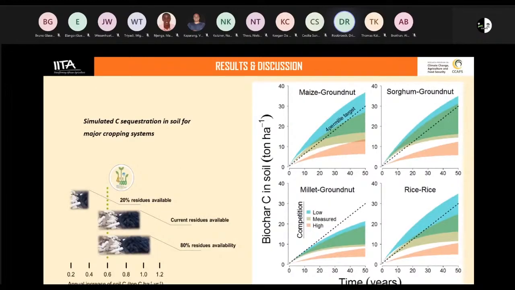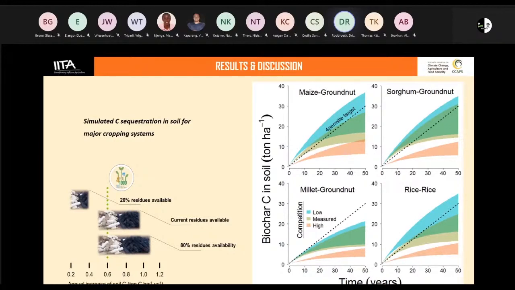Using these results, in step 4, what you see here on the bottom left is a simple presentation of the potential rates of biochar carbon inputs per year. If you have a cereal legume rotation, in this case maize and groundnut, or a monocrop rice paddy, you can add between 0.2 and 1.1 ton carbon per hectare per year.